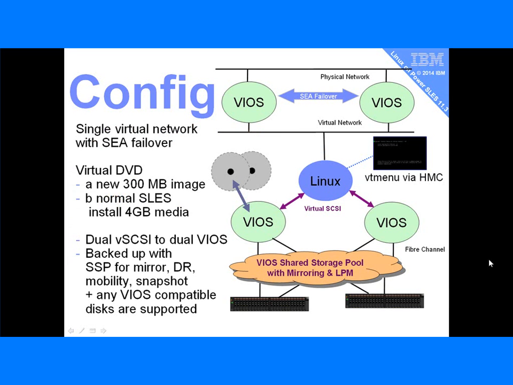Here's the configuration we're going to be using. Linux in the middle here, we'll be using a virtual network to both our VIO servers and having SEA failover so that we have redundancy, but Linux isn't involved. We'll be booting off 2 DVDs, we'll be explaining that in a moment. We won't be using the HMC vterm console, but we'll be using a PuTTY session to the HMC and then using the vtmenu. This means that the graphics will work properly when we're doing the install.